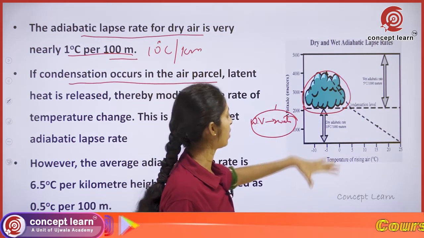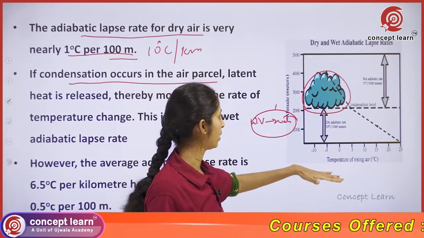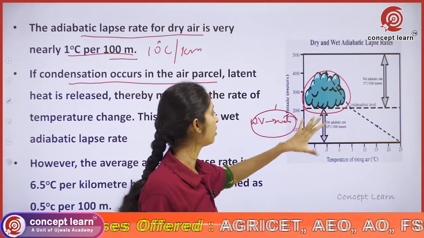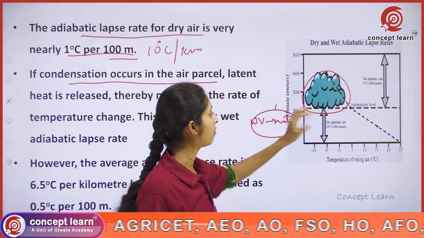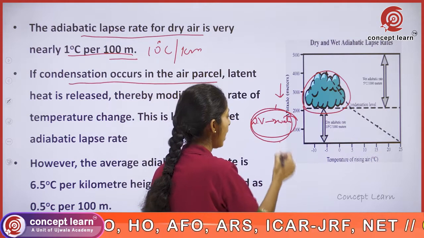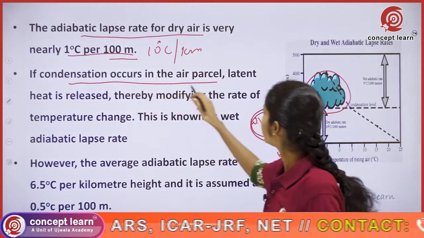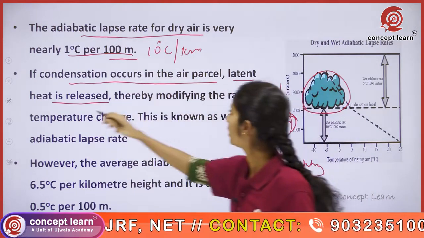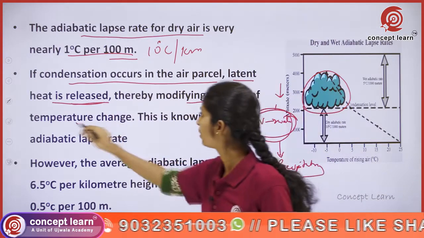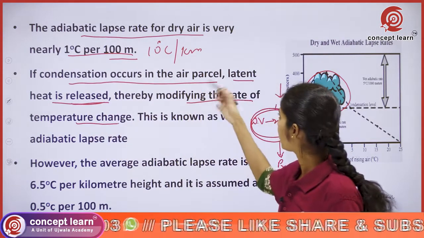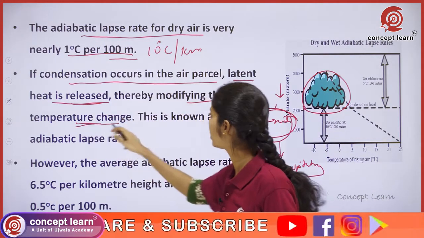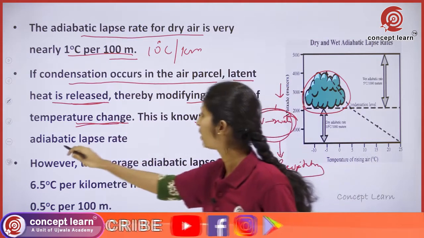Whenever water is evaporated from the Earth, it will be converted into water vapor in the upper layers of the atmosphere and form clouds. Right? So water vapor in the atmosphere forms clouds. Whenever the temperature drops, it condenses into water and falls as precipitation. If condensation occurs in the air, some amount of latent heat is released. That's why it is modifying the rate of temperature. So because of the condensation process, some amount of heat is released and there is a change in temperature. This is known as wet adiabatic lapse rate.